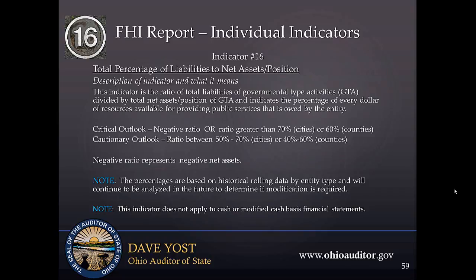Again, these percentages are based on historical rolling data by entity type and will continue to be analyzed by the Auditor of State's Office in the future to determine if modification is required. This indicator does not apply if the entity presents cash or modified cash basis financial statements.